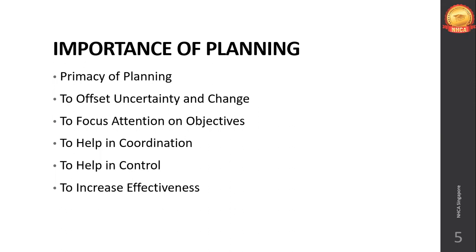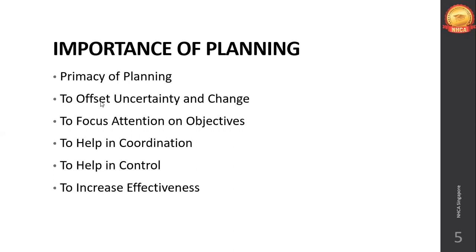In previous classes, Dini madam has also told you in brief about PODSCORB, which you have to remember. PODSCORB is an abbreviation: planning, organizing, directing, staffing, coordinating, reporting, budgeting. Okay, this is the full form of PODSCORB. Even in that, you can see planning is the first aspect. So primacy of planning means it precedes every management function.